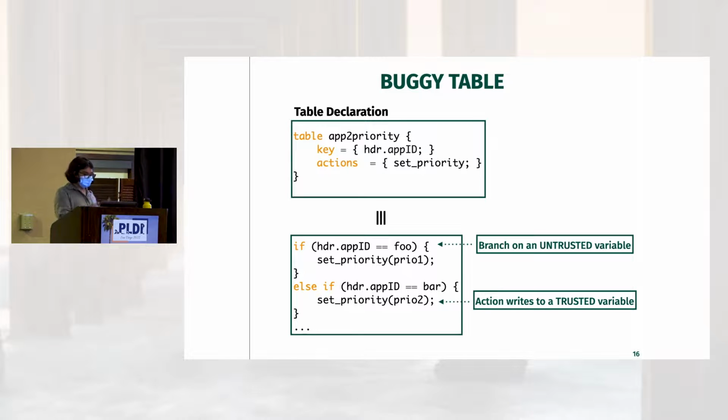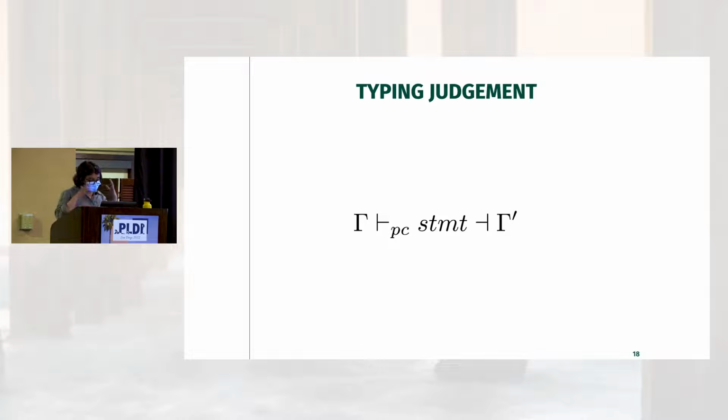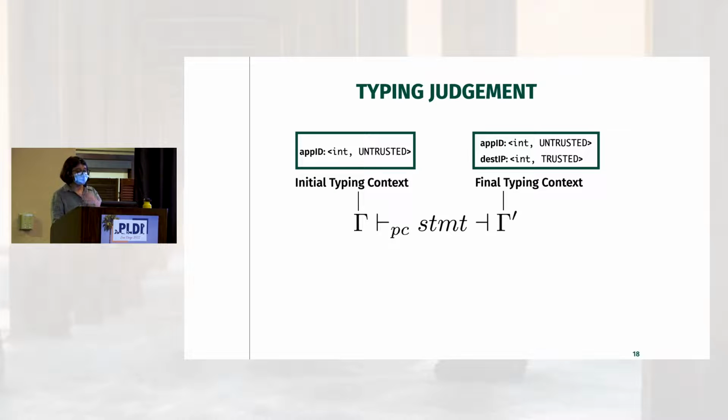This is why the table that we were considering was having a leak and was not secure. To detect these kinds of security leaks, we present a type system called P4BID. A well-typed statement or program in our typing system would have this kind of simplified typing judgment, where gamma is the initial typing context, and gamma prime is the final typing context, having your variables with their security types after the statement has evaluated.